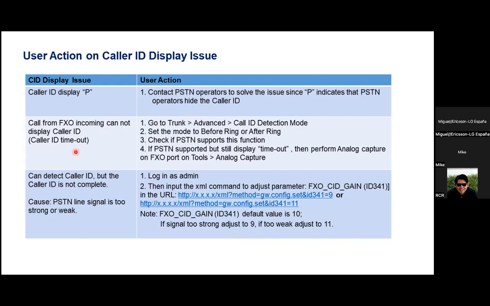Then we have a call from FXO incoming that cannot display caller ID. As we have mentioned, you can also check the caller ID detection mode. That is very important, whether it's before or after ring. Then also check the analog capture. If it can detect caller ID but the caller ID is incomplete, again this is caused by the PSTN line signal being too strong or too weak, so we need to adjust this parameter.